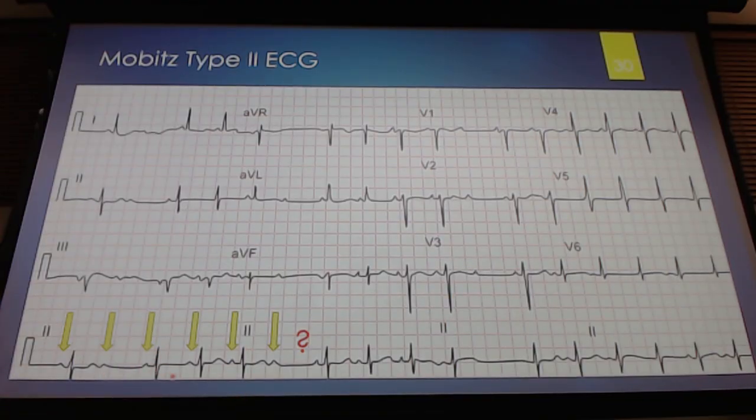So we have a P, QRS, P, QRS, P, QRS, and then by marching out my P waves, I should have a P wave right here. I should have a QRS complex right after it, and I don't. I have a P wave, but I do not have a QRS complex. We do the same thing. PR intervals are normal, but I have these intermittent dropped beats, these intermittent dropped QRS complexes. And that is your Mobitz 2.